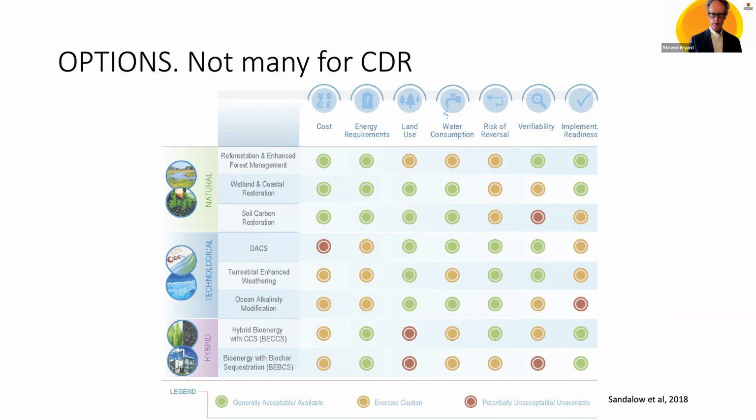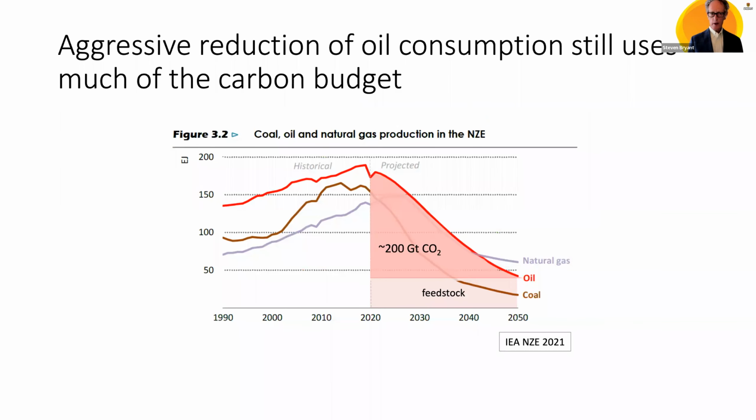So we need CDR, but we don't have a lot of options for it. So that's one of our motivating factors here to discuss carbon negative crude oil. And indeed, another driver is even if we aggressively reduce oil consumption, even then it's still going to consume a lot of the carbon budget. So if we take the same net zero emissions pathway that the IEA published, I'll refer to that several times in this presentation, it's an example. Your conclusions will be similar for other pathways.